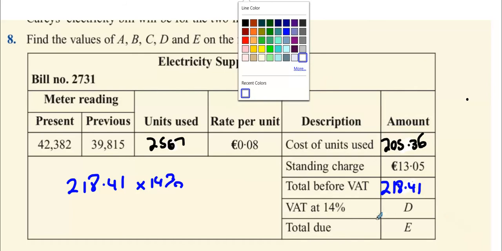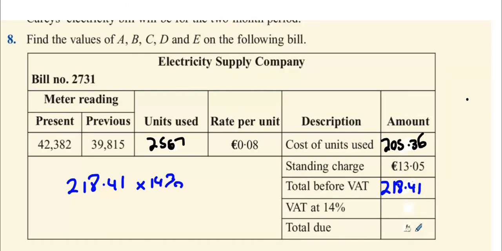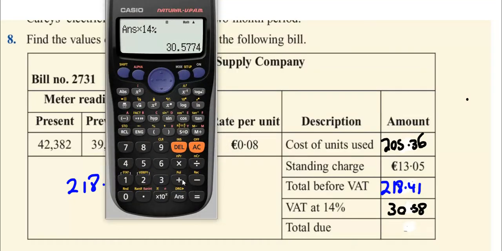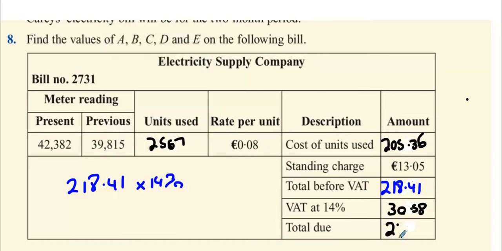Okay, so €30 and 58 cents, and then we finally get the last answers. €30 and 58 cents. Add that to 218.41, and you get, wait. Excuse me. €30 and 58 cents plus 218.41, and lo and behold, we get €248 and 99 cents. Okay, and that's the answer for question 8.